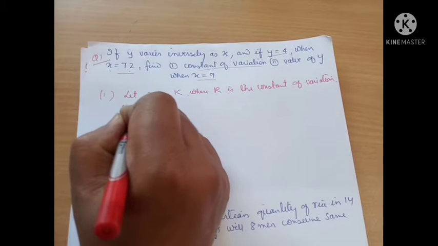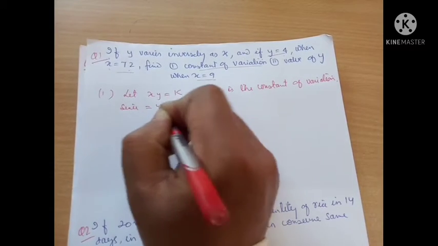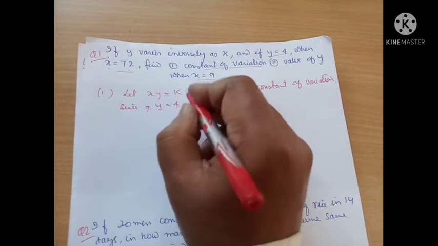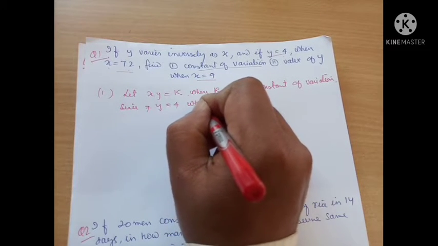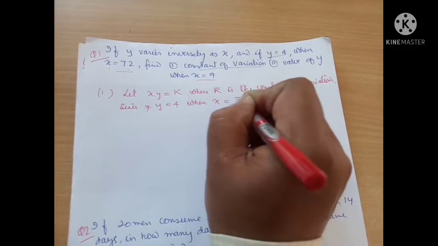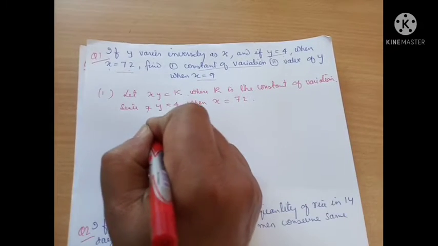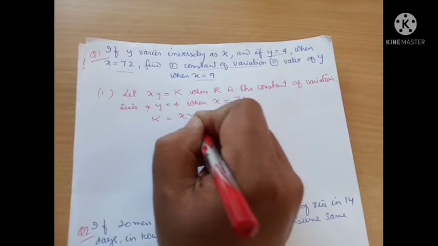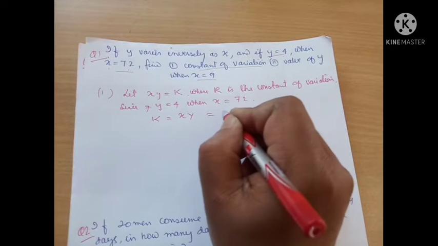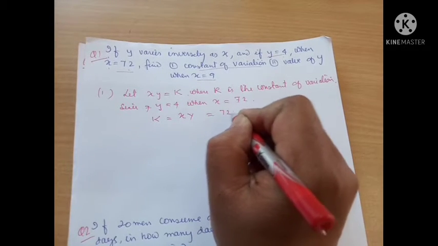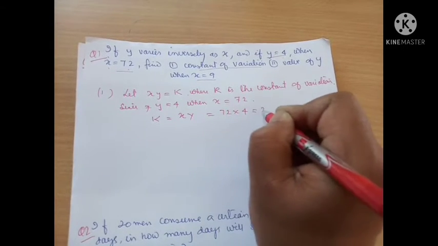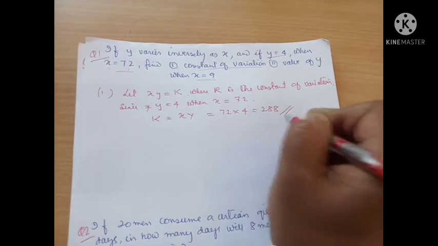Since the value of y is 4 when x is equal to 72, then we can find out the value of k, that is xy. What is the value of k? That is 72 into 4, that means 288 is the value of k.